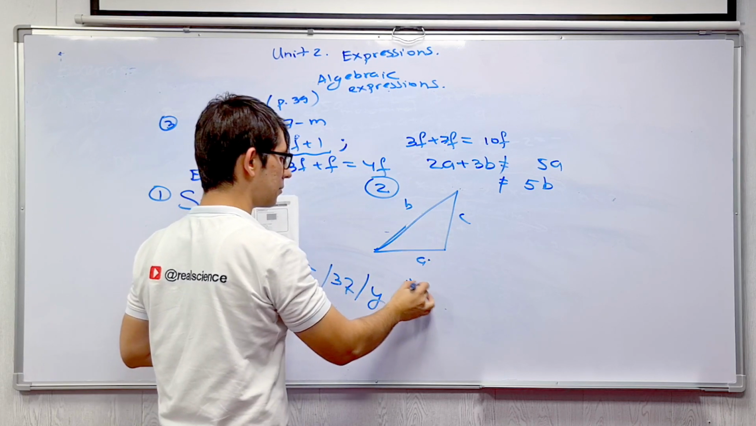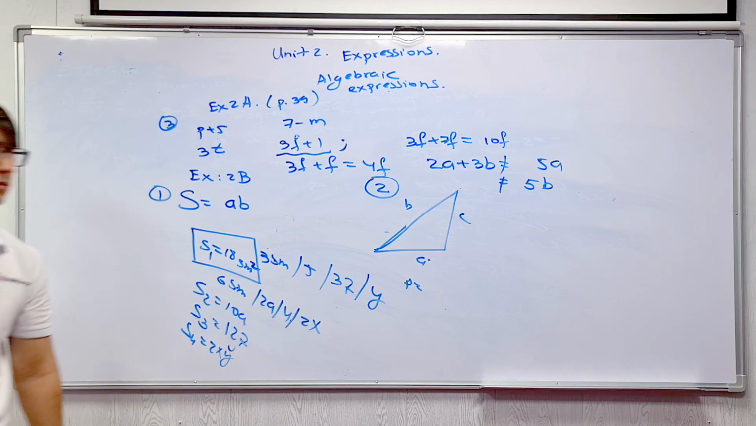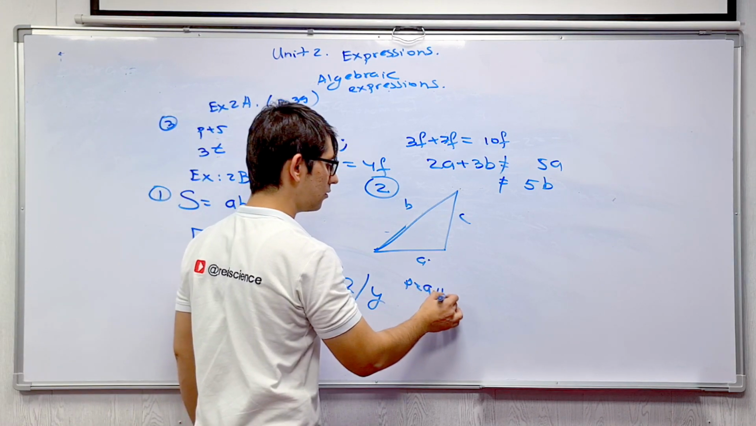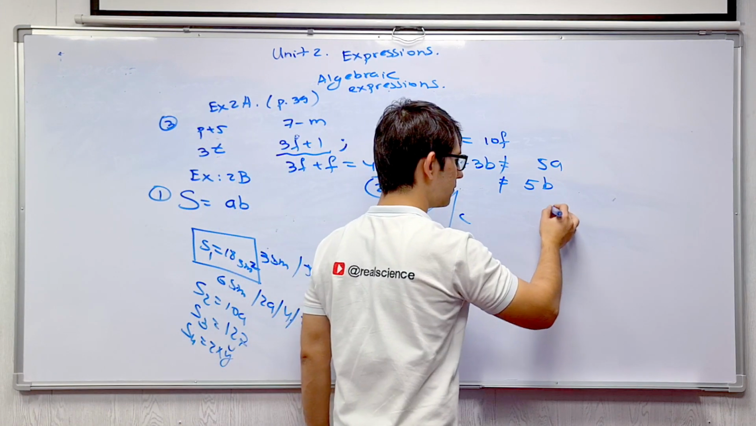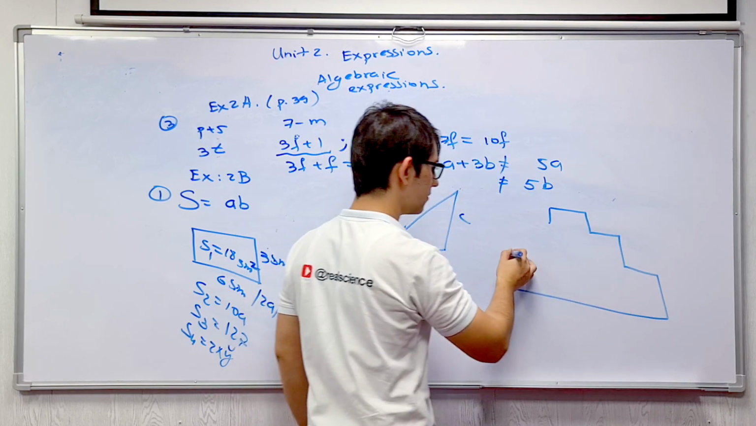Perimeter is A plus B plus C. Yeah, C, sorry. A plus B plus C plus C, right? You're adding all of the sides. Can you find the perimeter of this shape?